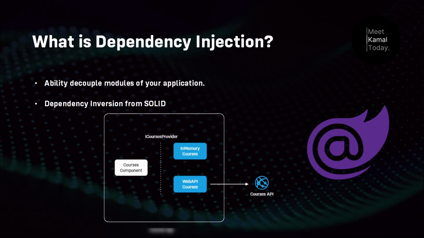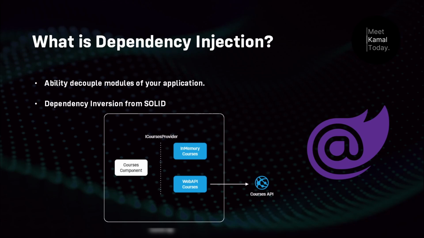And you can easily switch between in-memory courses and web API courses, and for development purposes you can still use in-memory courses easily, and when you want to move your application to production you can use web API courses, and that actually invokes courses API. Now we understand the importance of using an interface to reduce the coupling, and with dependency injection we should be able to inject in-memory courses and web API courses into courses component, and courses component is not creating in-memory courses or web API courses. We're injecting those dependencies into courses component. Now we have the theoretical understanding of what dependency injection is.